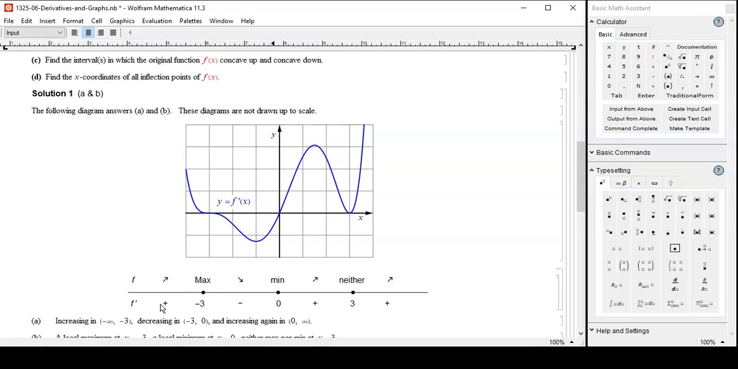Now, in the first interval less than -3, above the x-axis, so derivative is positive, which means the original function is increasing. See the logic? Between -3 and 0, graph is below the x-axis. So the derivative is negative, so the original function is decreasing. You see, I wrote f and f prime there. Can you see the difference there?